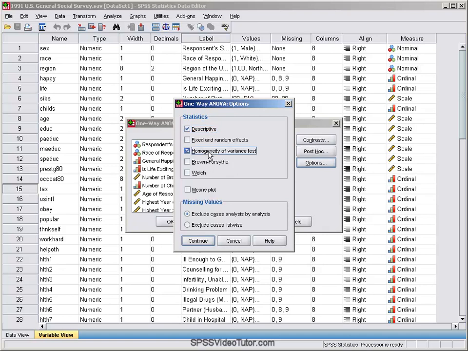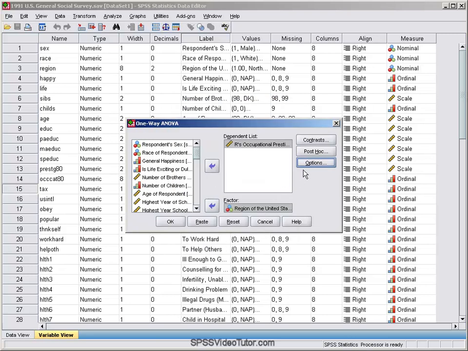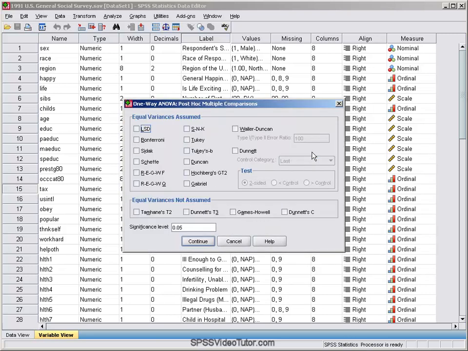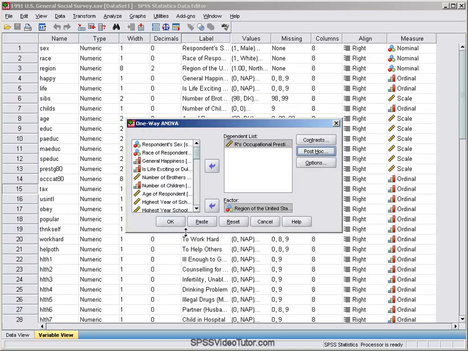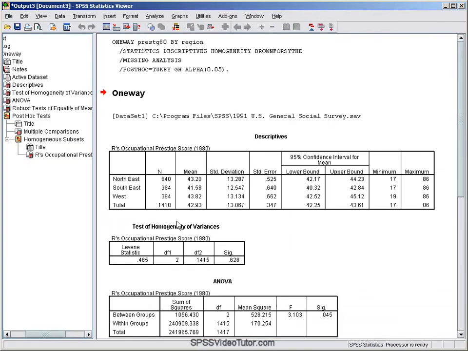homogeneity of variance, and Brown-Forsythe. Okay. For missing values, make sure Exclude Cases Analysis by Analysis is selected, then click Continue. Next, we go to Post Hoc and we select Tukey under Equal Variances Assumed, and then under Equal Variances Not Assumed, we select Games-Howell. We click Continue and then click OK.